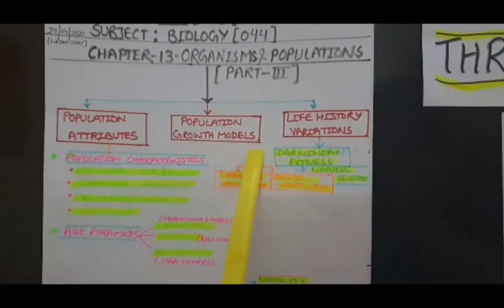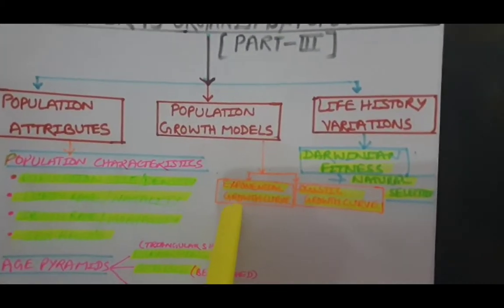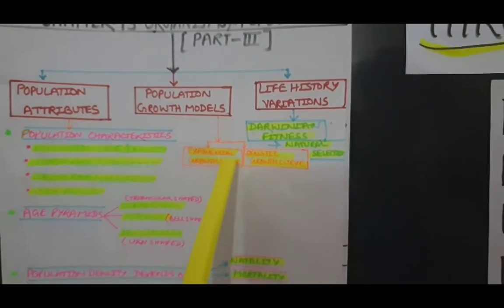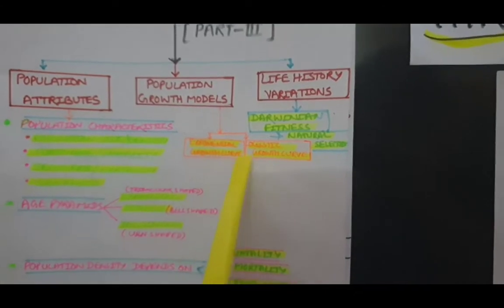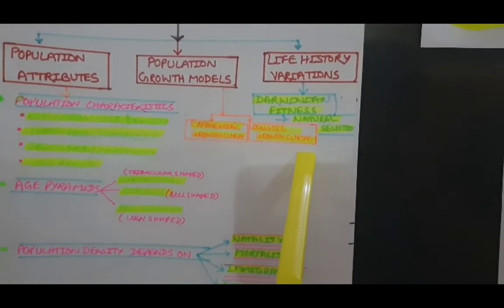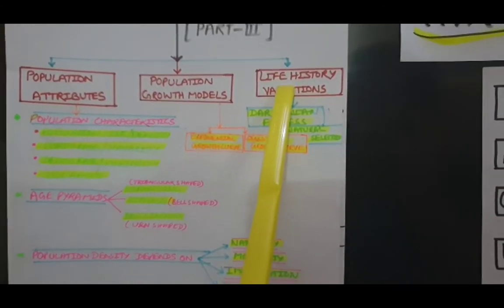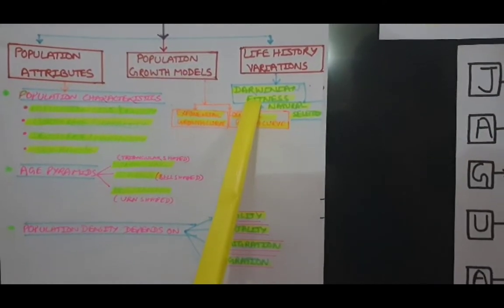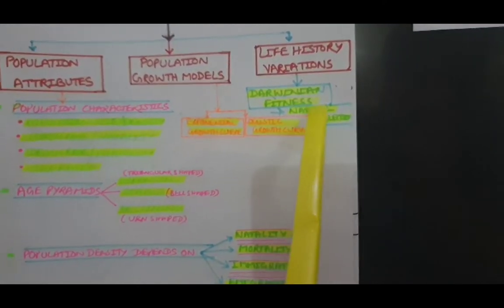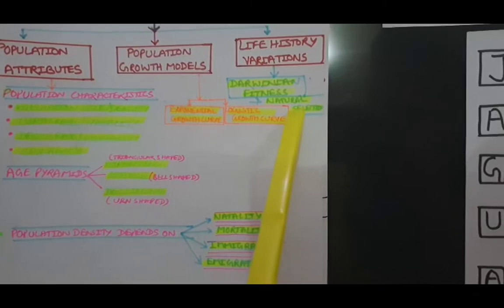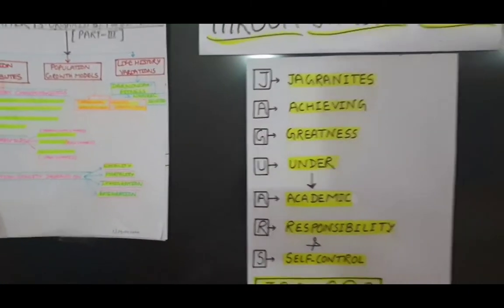In population growth models, we will learn about two types of growth models: exponential growth model and logistic growth model. And in life history variation, we will see some examples related to Darwinian fitness and natural selection.